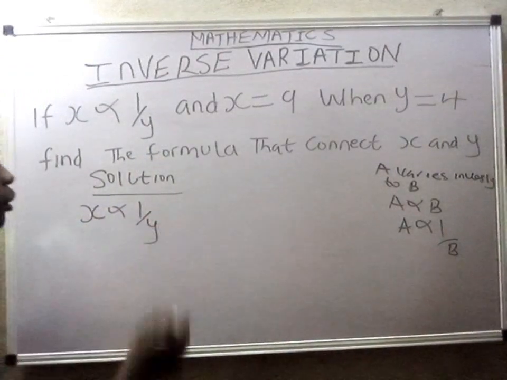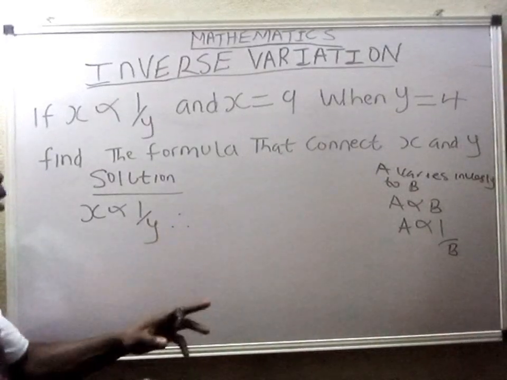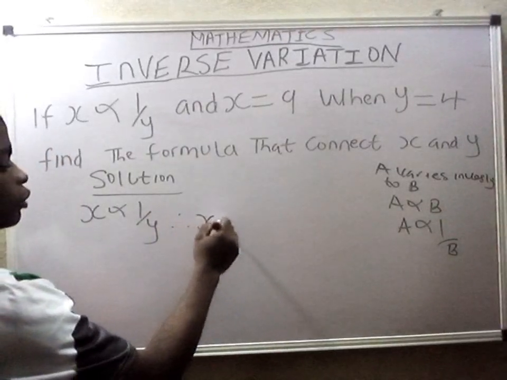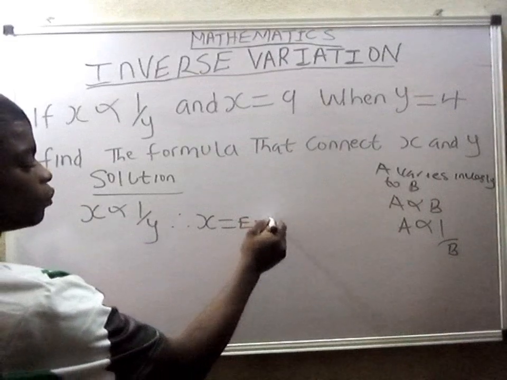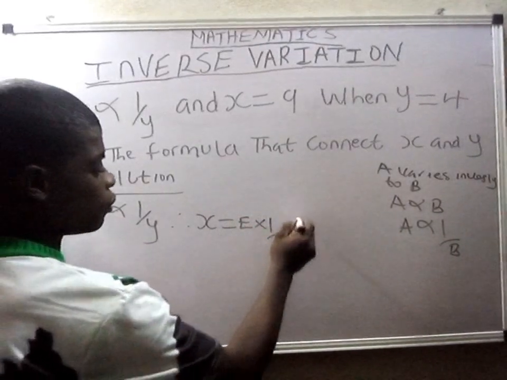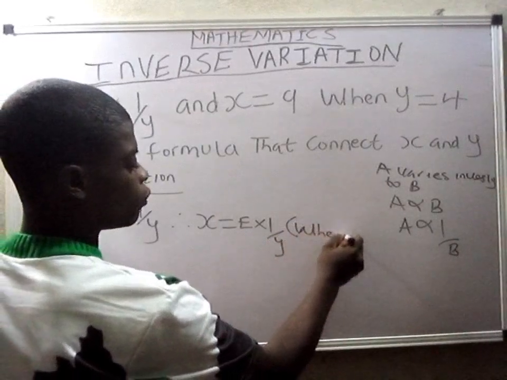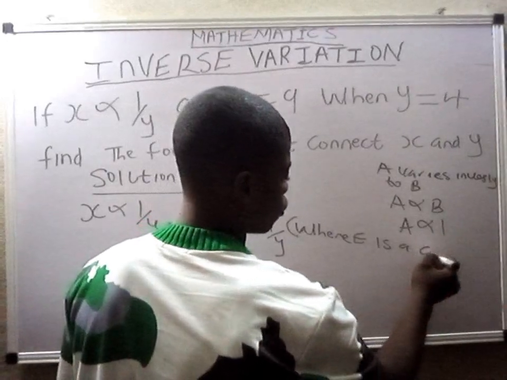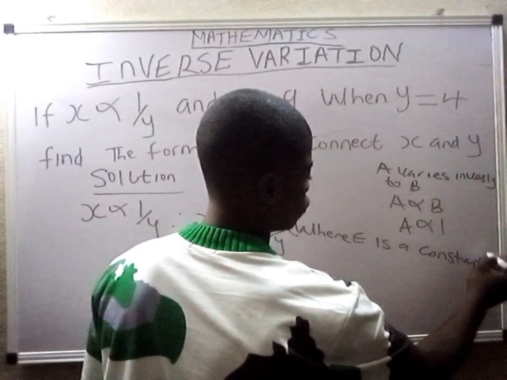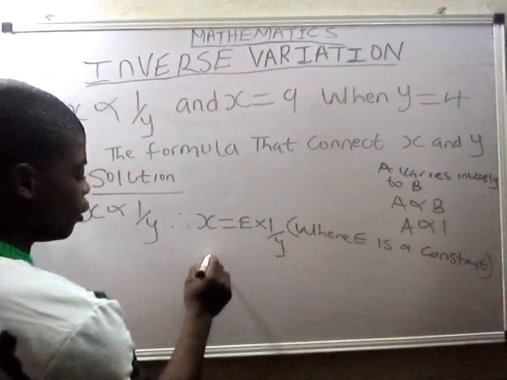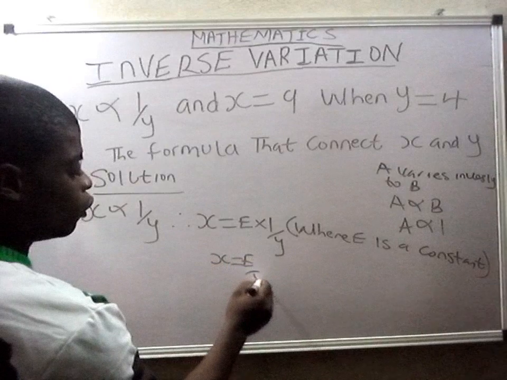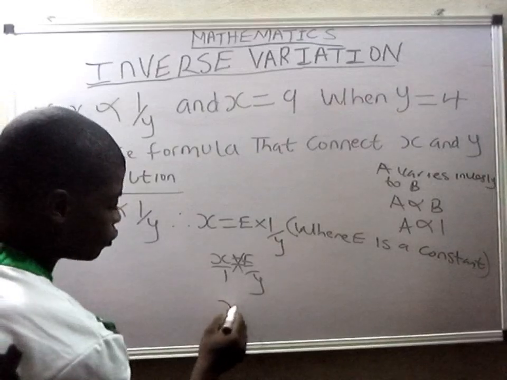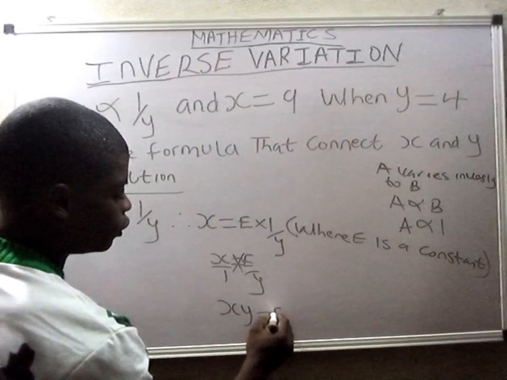So if it is a constant, the constant can be any letter. So let me choose my constant to be e. It will be x equals e times 1 all over y, where e is a constant. So it will be x equals e all over y, cross multiply. It will be x times y equals e.